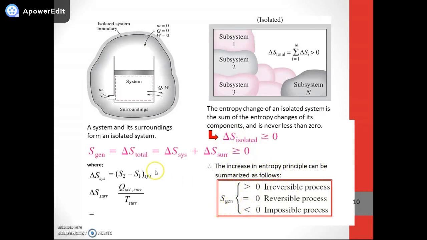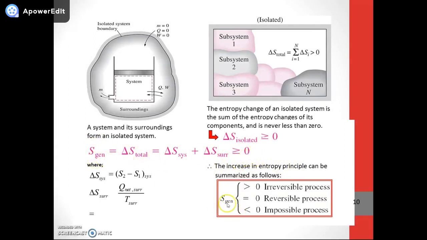Therefore the increase in entropy principle can be summarized as follows. When you calculate S generate, first calculate the S generate, identify the unit, and make sure that it is bigger than 0. Then it will be normal.